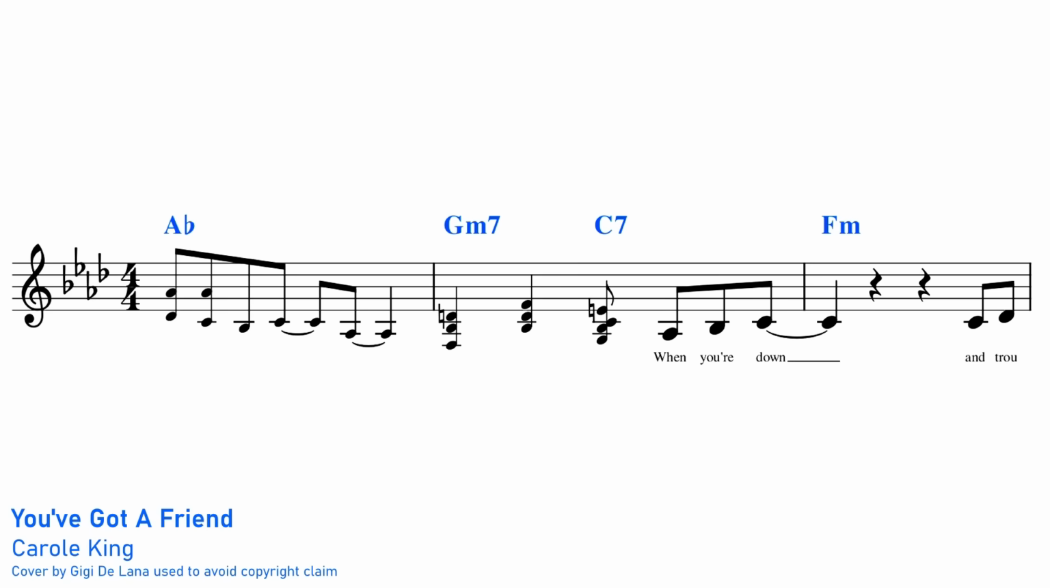We can see a 2-5-1 with a minor 1 chord here in Carole King's You've Got a Friend. This G minor, C and F minor are a 2-5-1 moving us from the key of A flat major to its relative minor key of F minor.